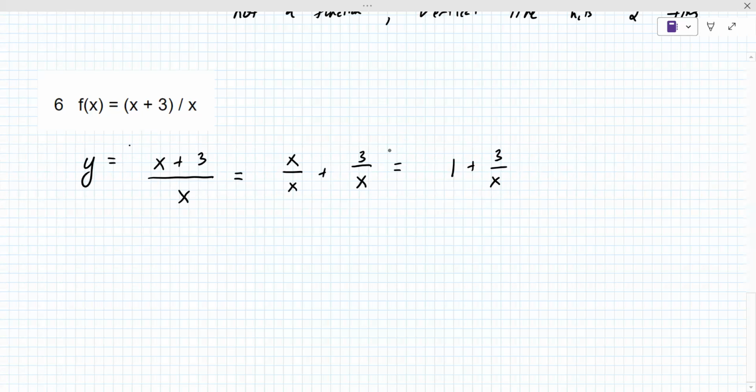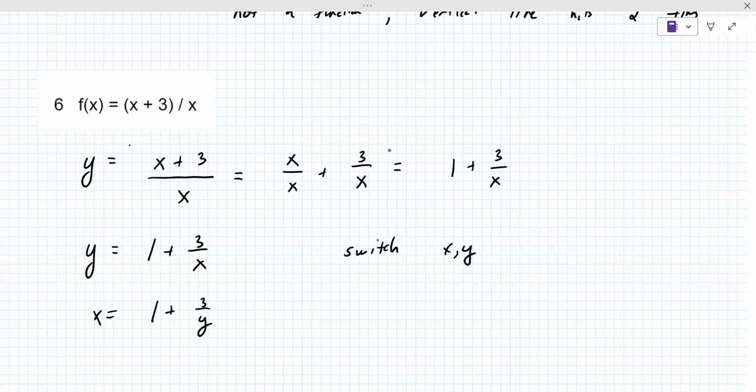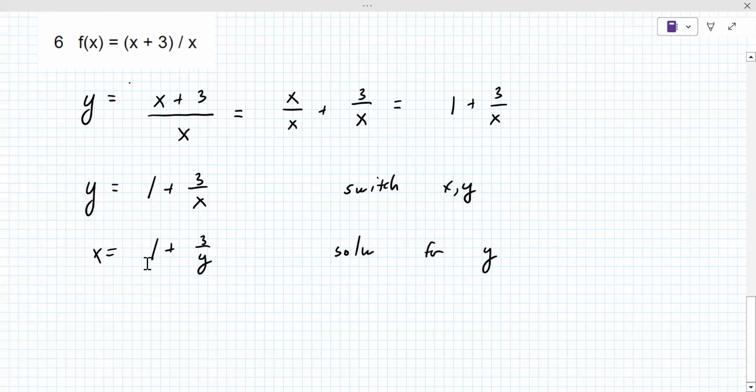But the next step here is to switch x and y. So y becomes x, x becomes y. X equals 1 plus 3 over y. And we're going to now solve for y. Okay, so to do that, we're going to subtract 1 from both sides. And I'm going to just flip positions again. So it's actually, I don't need to do that quite yet. Let's do it. X minus 1 equals 3 over y.